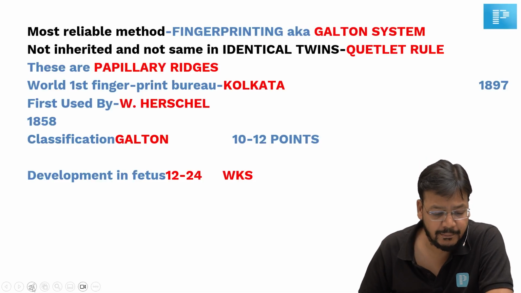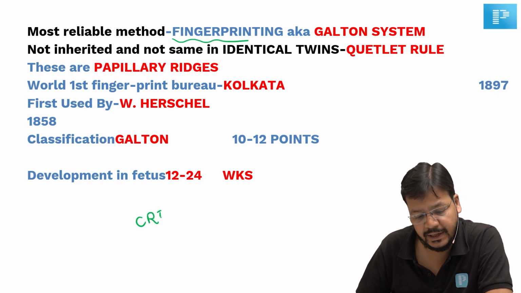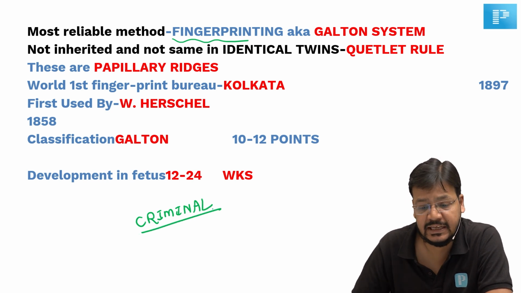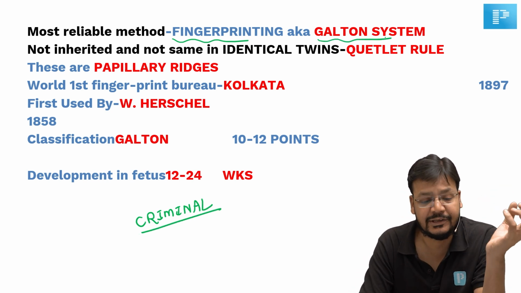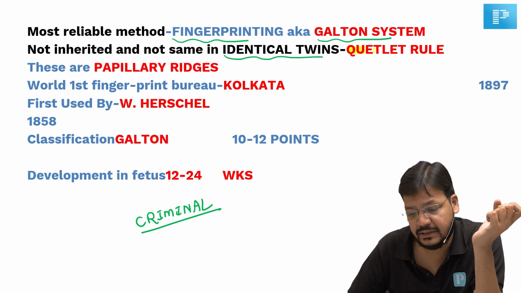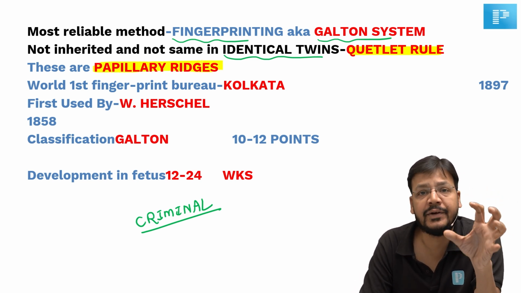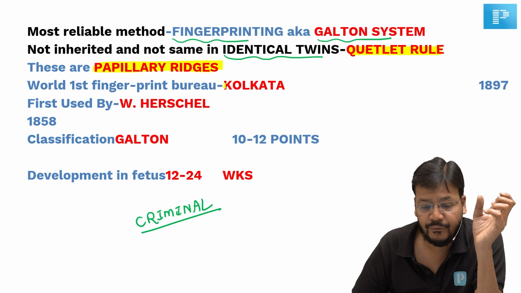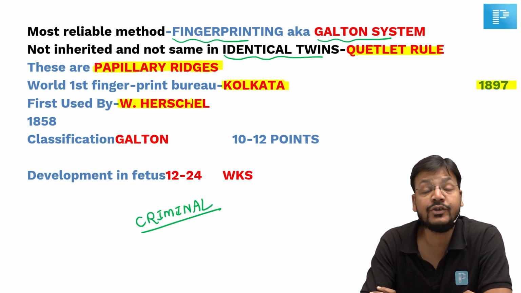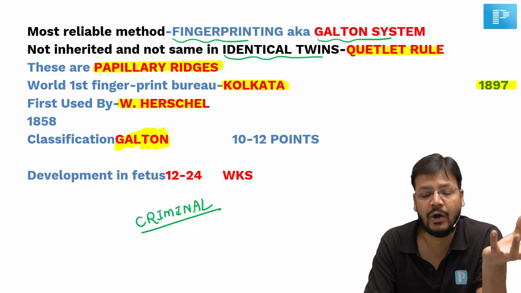Sir, most reliable method, very, very important for criminal identification. I am putting a word, most reliable method for criminal identification is fingerprinting, Galton system. Fingerprints are not inherited in identical twins. This is a Quetelet rule. Fingerprints are dermal papillary ridges. First fingerprint bureau in Kolkata in 1897. It was first used by William Herschel in 1858 and it was classified by Galton.